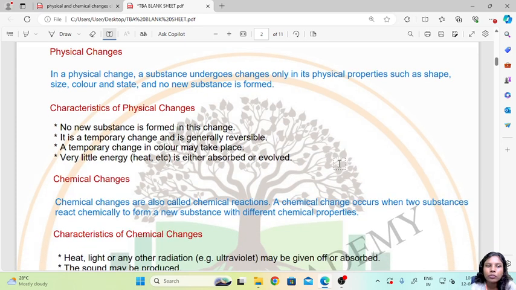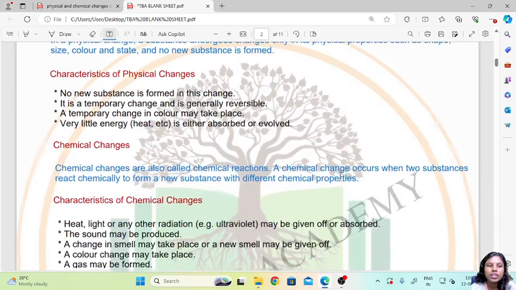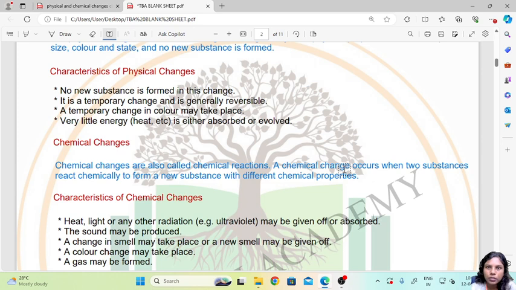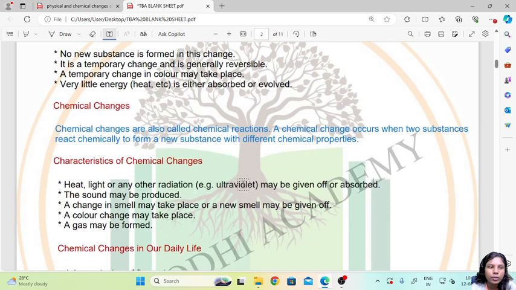Other than this, some of the characteristics of physical changes are: firstly, no new substance is formed in this change. Second, it is a temporary change and it can be reversible. A temporary change in color may take place. Very little energy, heat, etc. is either absorbed or evolved.